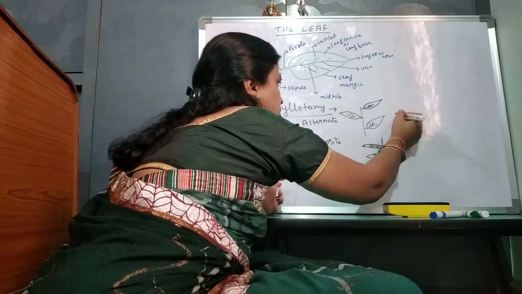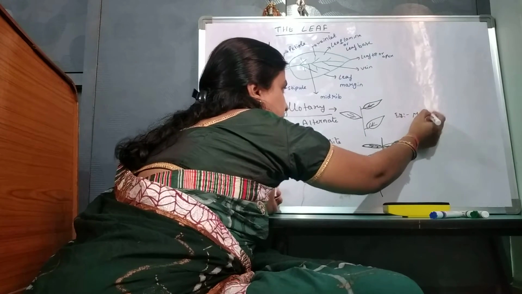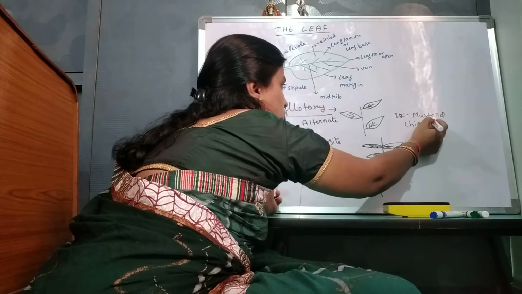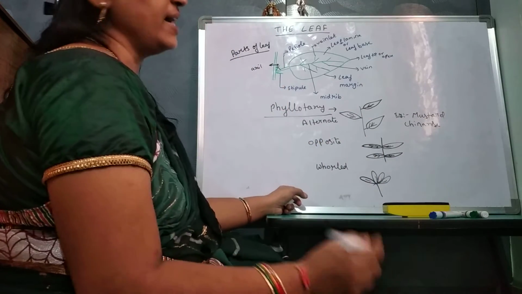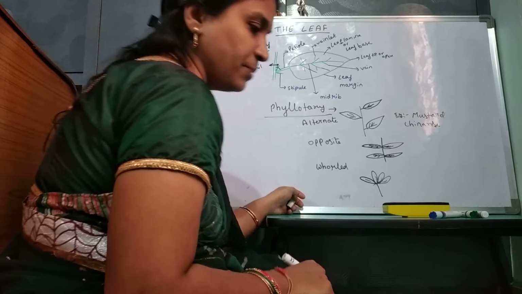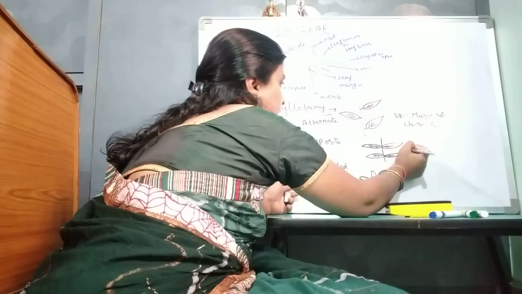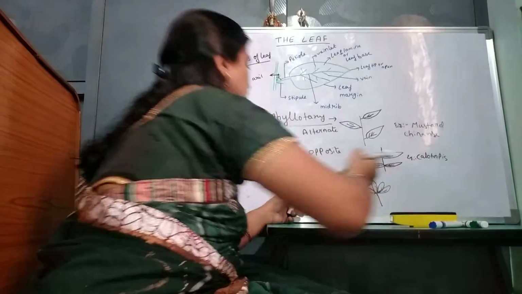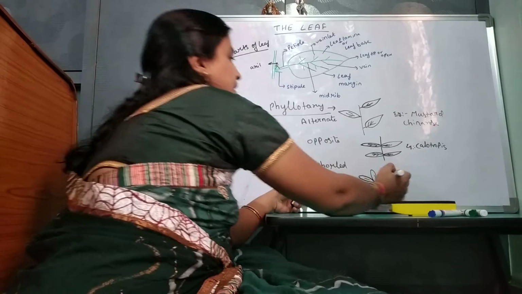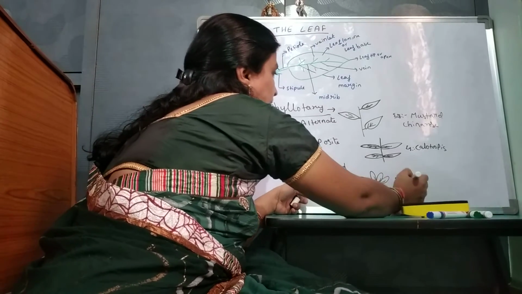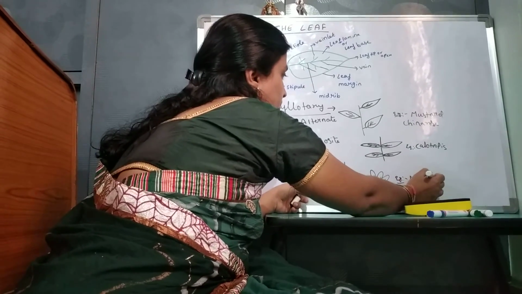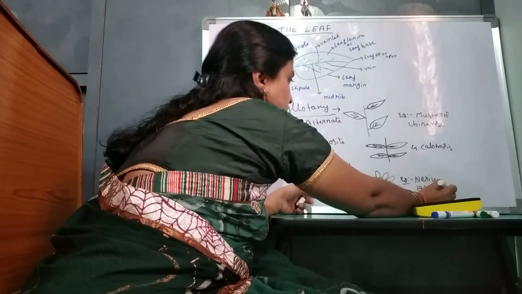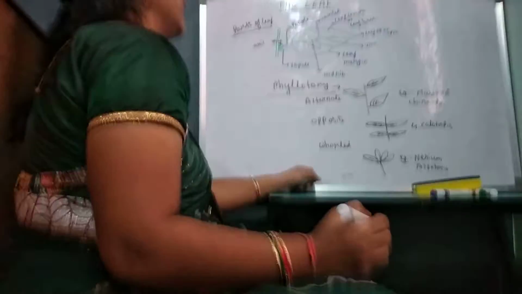Alternate example, very good example, mustard or China rose, which is also called as shoe flower or Hibiscus rosa-sinensis. Then opposite phyllotaxy. Opposite phyllotaxy, good example is Calotropis. Then whole phyllotaxy, Nerium and Alstonia. Nerium and Alstonia are the examples of whole phyllotaxy.